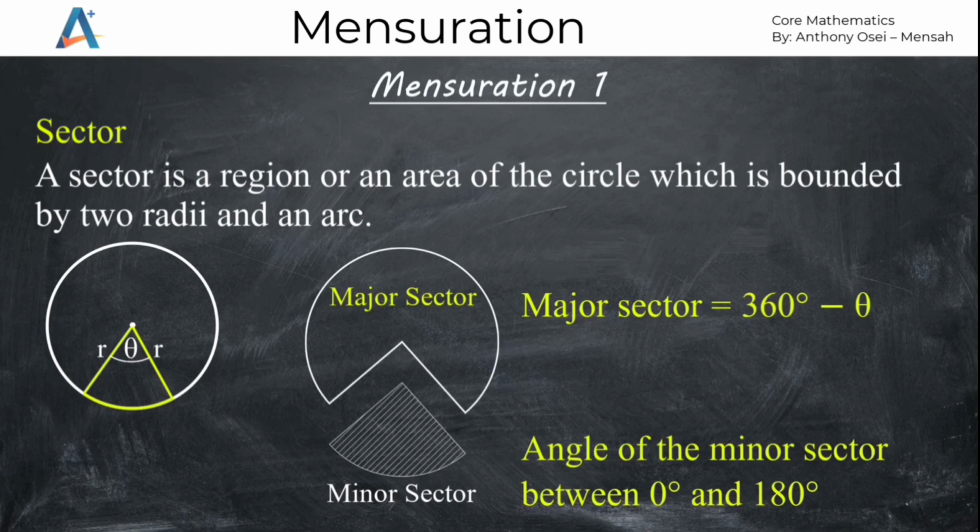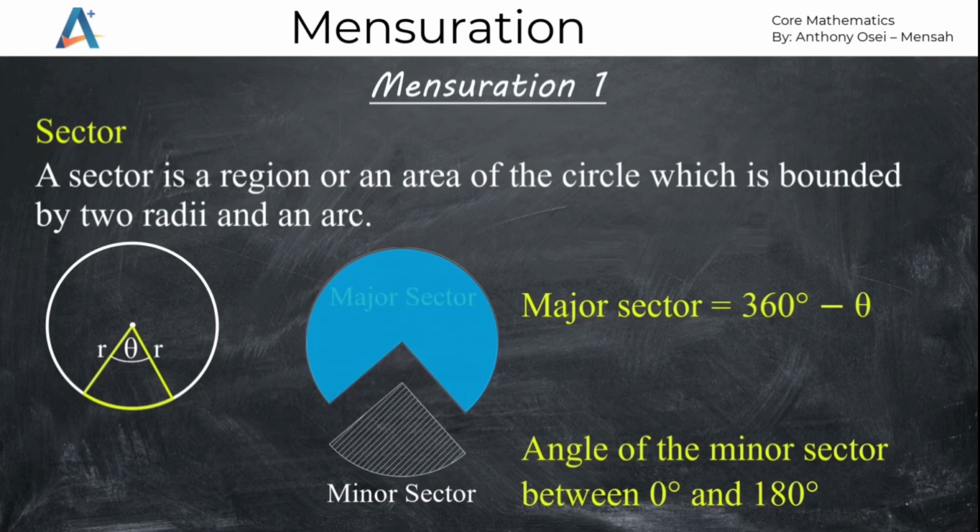Now, the diagram shows clearly the major sector and the minor sector. So if you see this one, this is the minor sector and this is the major sector. So you realize that in the top diagram, the shaded portion is what we call the major sector, and the one that has not been shaded is the minor sector. So please take note of that.